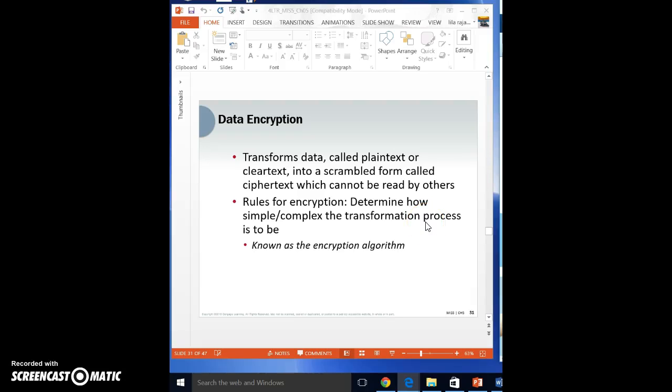Data encryption is another method of making sure that the data is secure. Data encryption transforms data called plain text or clear text into a scrambled form called ciphertext, so that it cannot be read by others. The rule for encryption, known as the encryption algorithm, determines how simple or complex the transformation process could be. The receiver then unscrambles the data by using something called a decryption key.